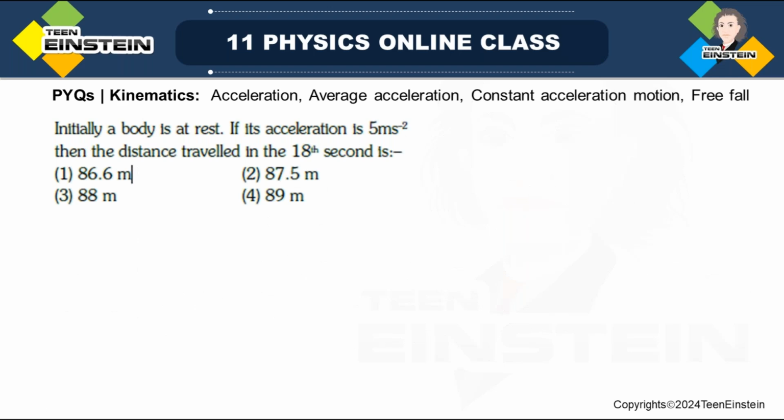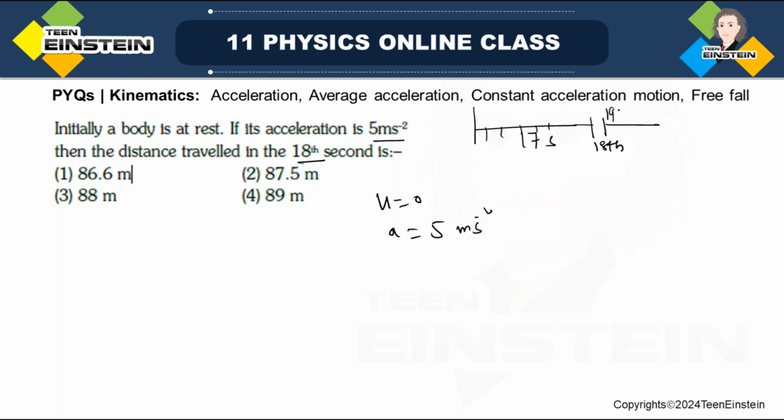Okay, now let us go to the next problem. What is this problem saying? Initially, a body is at rest. It accelerates, and its acceleration is 5 meters per second square. We need the distance traveled in the 18th second. The 18th second means, suppose you have up to 17 seconds, 1, 2, 3, 4, like that, up to 17 seconds. Then this is the 18th second.